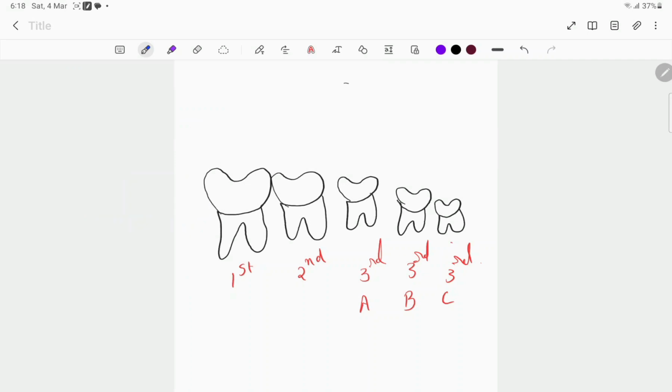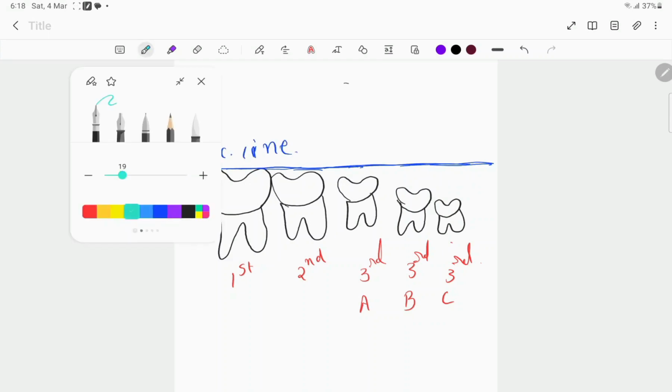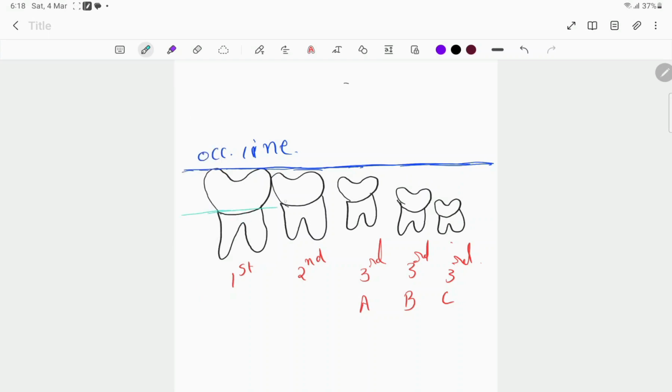First I will draw an occlusal line. You can see this is our occlusal line. And other than this I will draw a cervical line. This is our cervical line. Now what are the scenarios for A, B and C? We will see this.